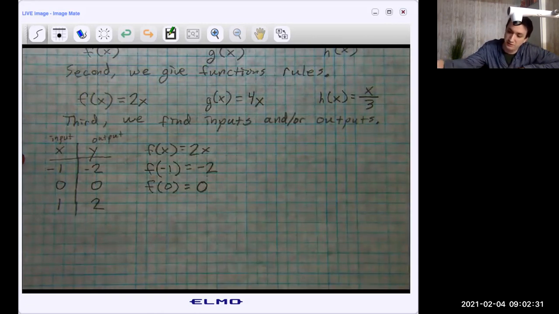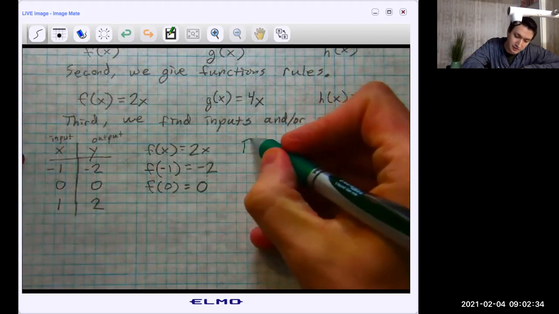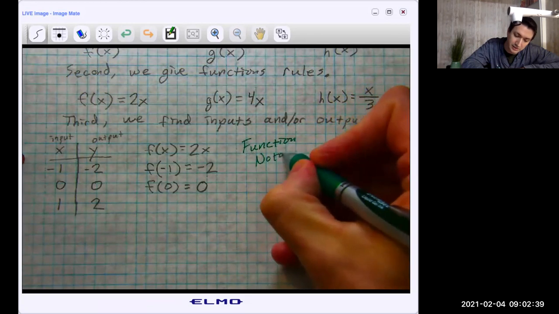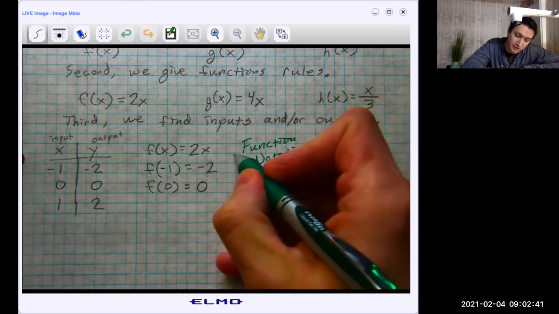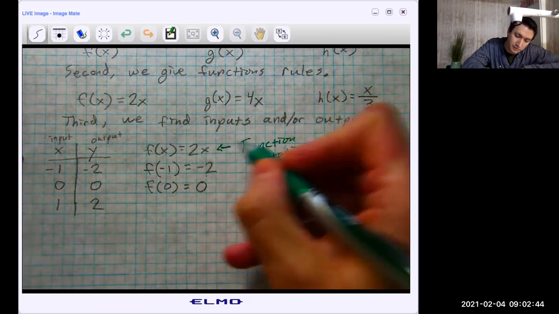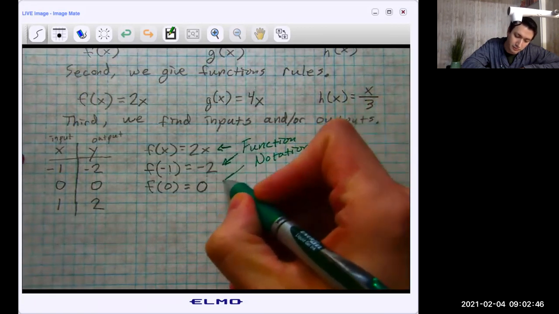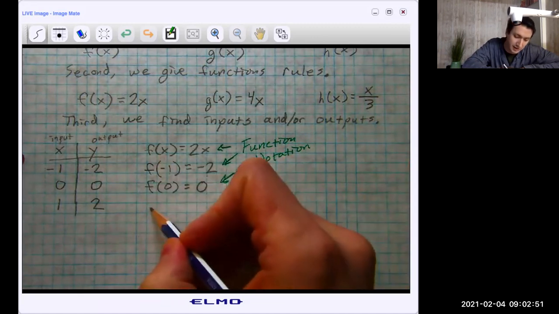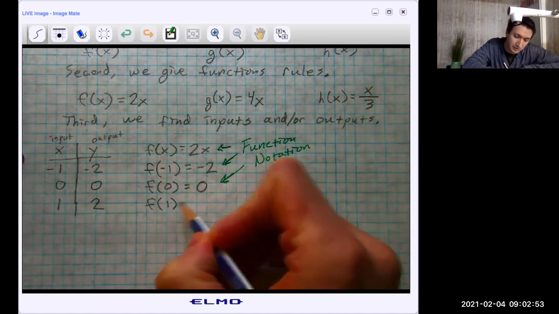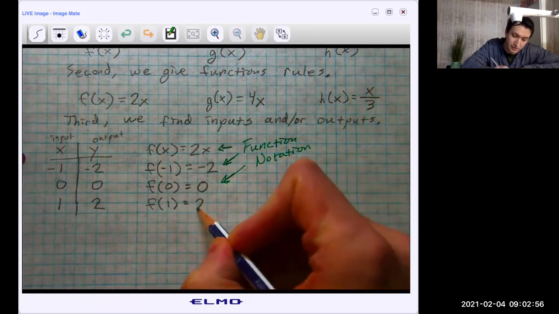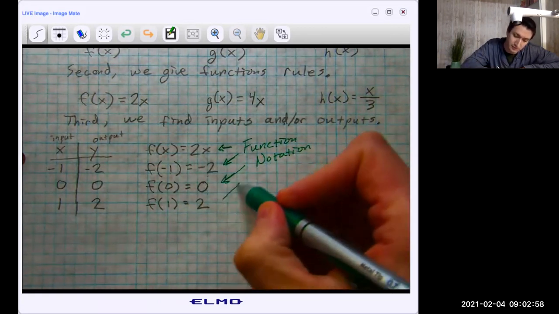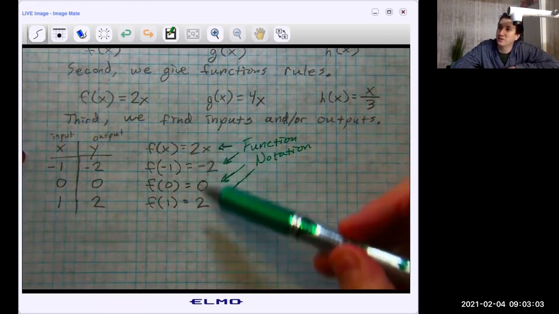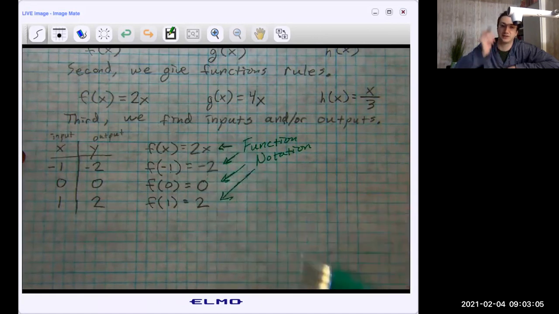This is called function notation. It's a faster way to write your tables and to show how the function's working. And then I'll do the last one here. f, we put a 1 into the function f, and we got out a 2. So today, you need to get good at writing the function notation, and we'll use it to solve some things.